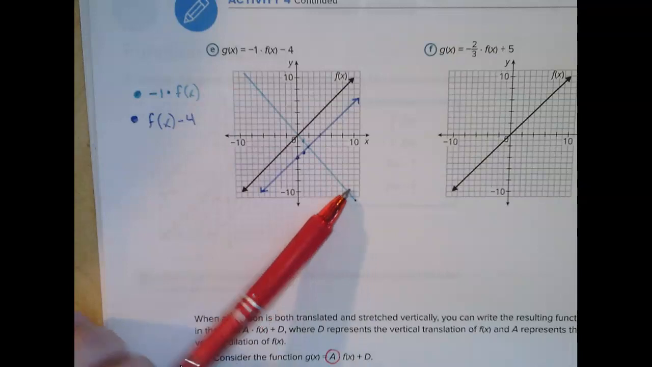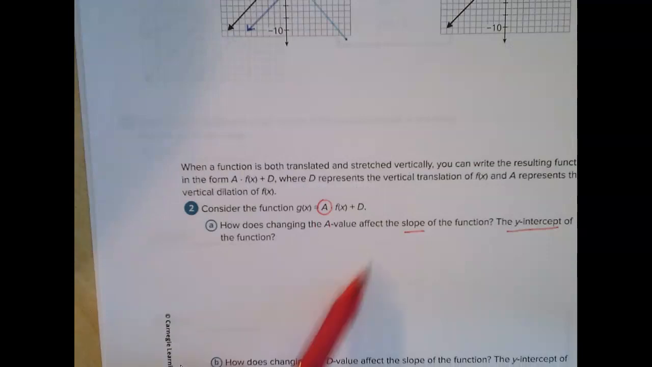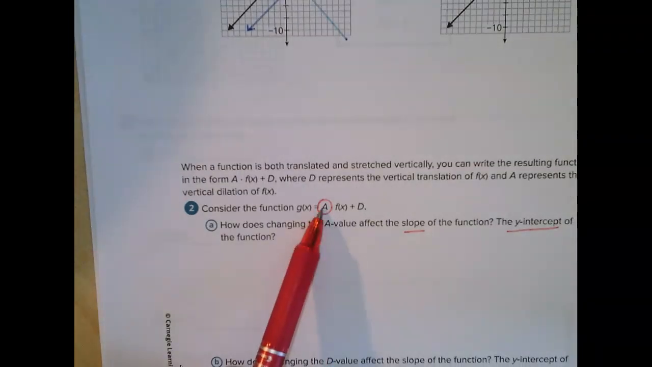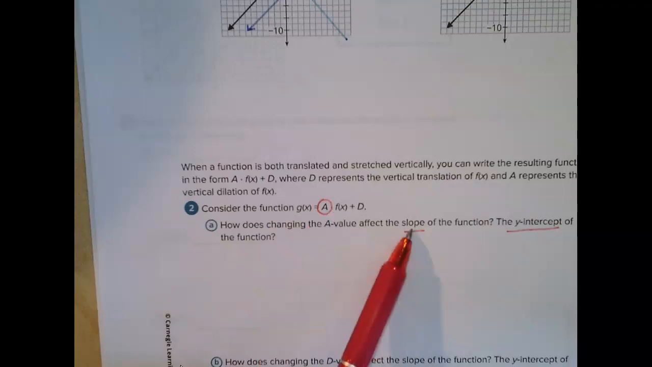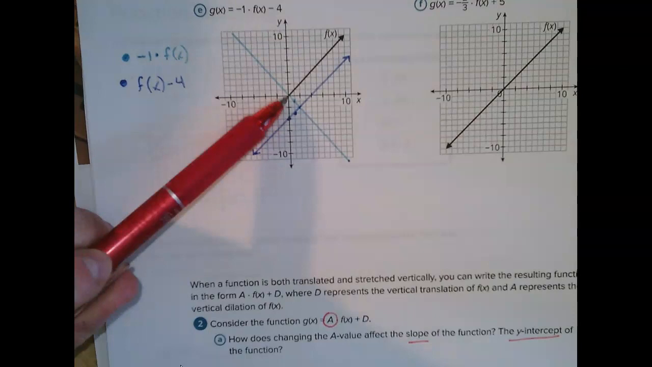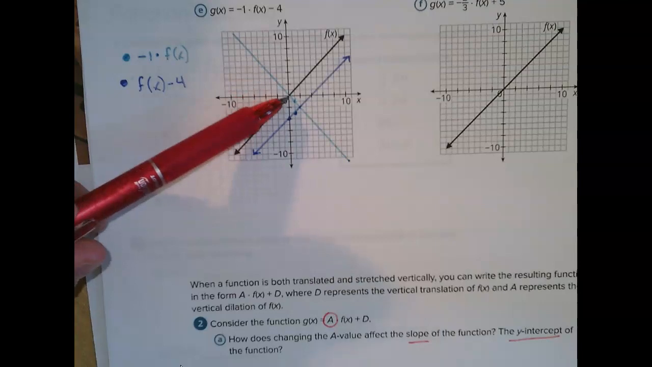So according to this line, how did changing that a value, that -1, affect the slope? And how, if at all, did that affect the y-intercept? So look at this light blue line. How did the slope change between the black line and the light blue line? And did the y-intercept change?